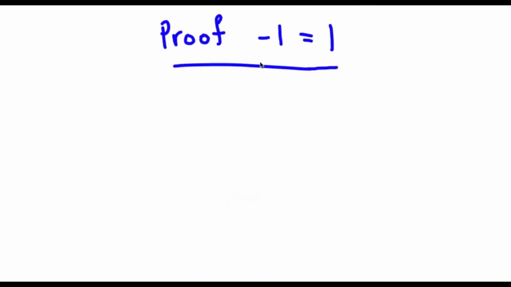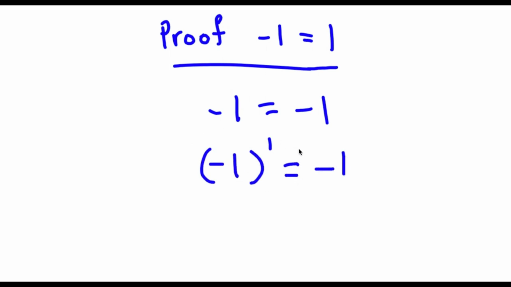All right, so I'm going to prove that negative 1 is equal to 1. So let's first start off with negative 1 is equal to negative 1. This is a true statement because any number is equal to itself, right? So now, negative 1 is the same thing as negative 1 to the power of 1. Any number to the power of 1 is also equal to itself. So negative 1 to the power of 1 is also equal to negative 1.